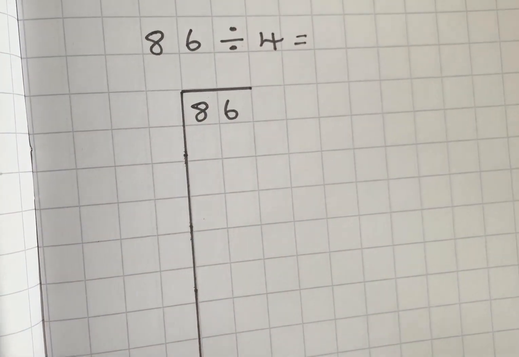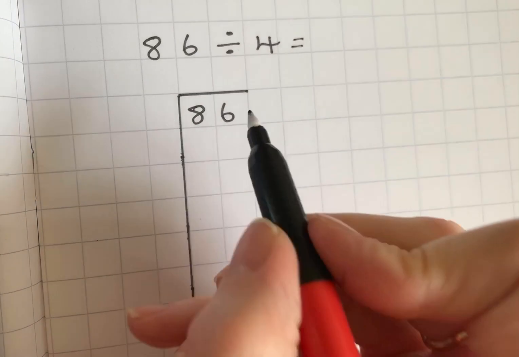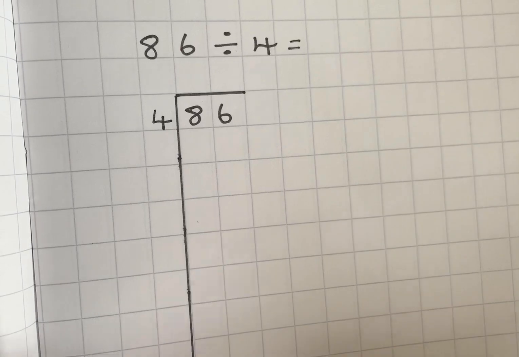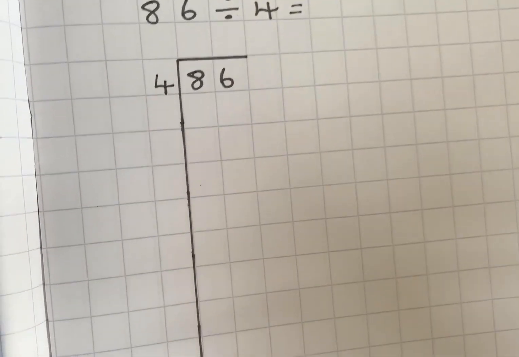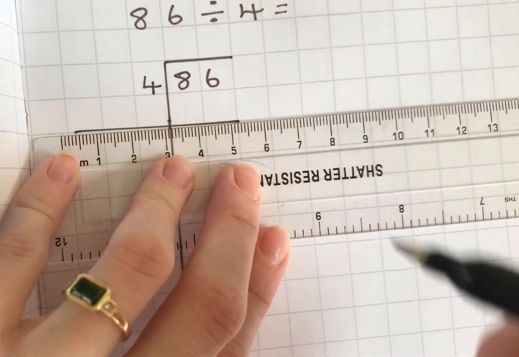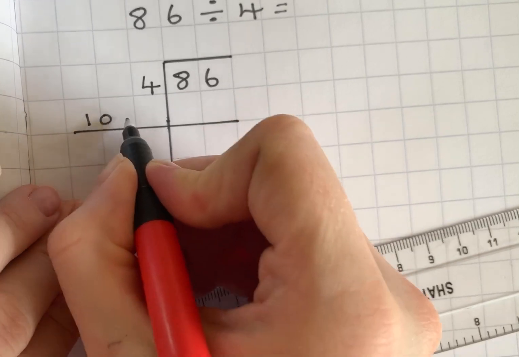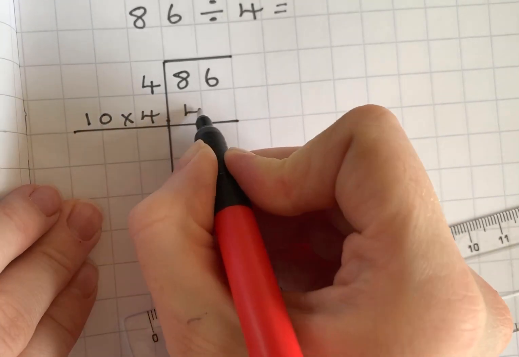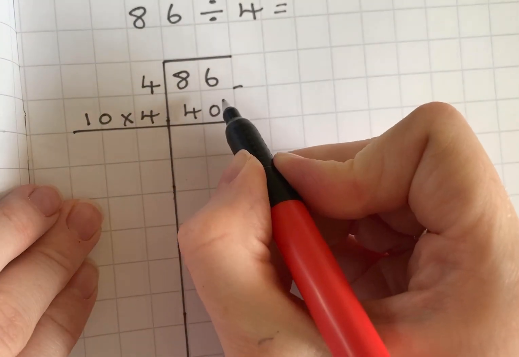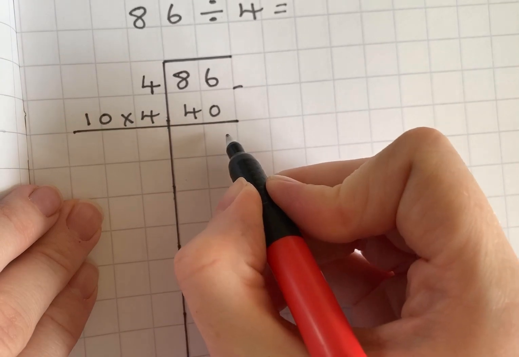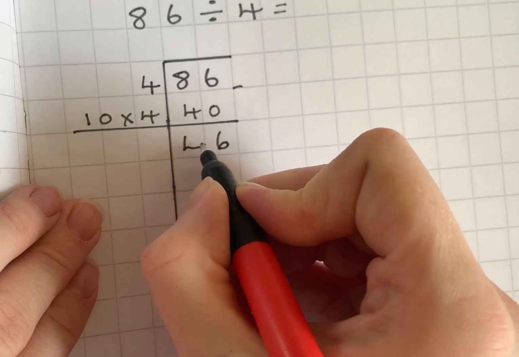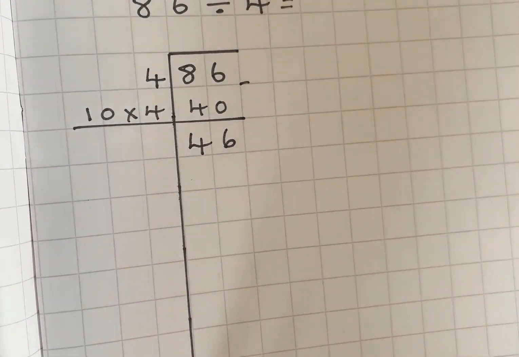Our first calculation is 86 divided by 4. So I need to write a number 4 to show I'm dividing by 4. And once again, we're going to take away in chunks of 4. So my first chunk can be 10 times 4, which is 40. And then I need to do a subtraction. 6 ones take away 0 is 6. And 8 tens take away 4 tens equals 4. So the answer is 46.